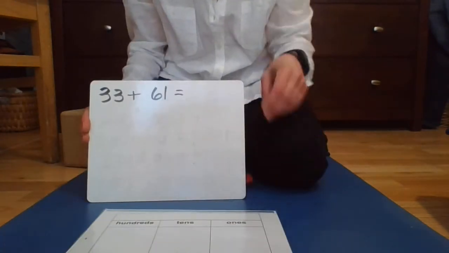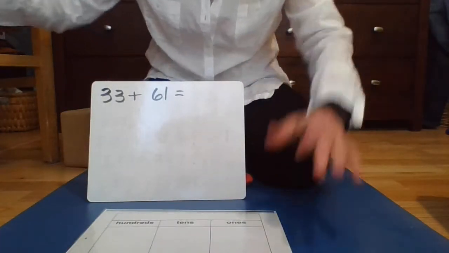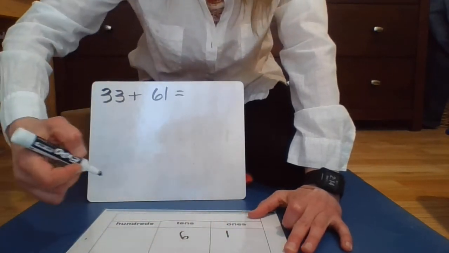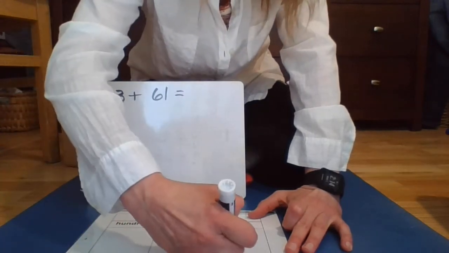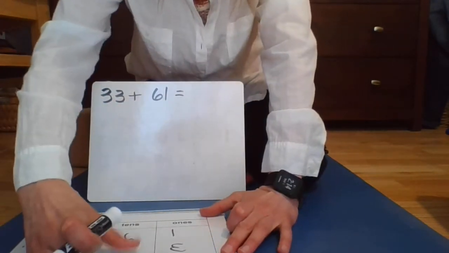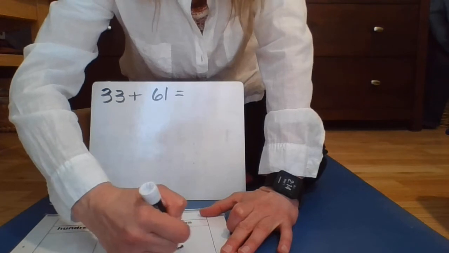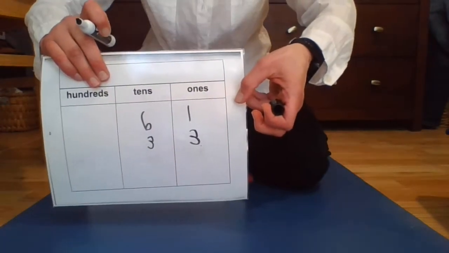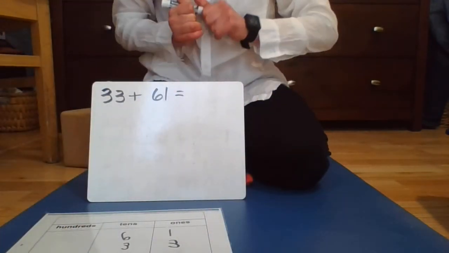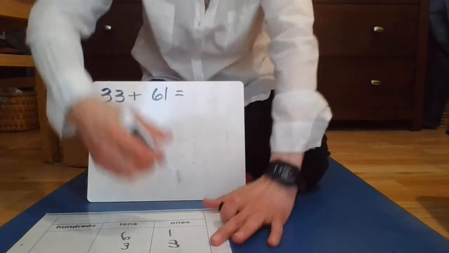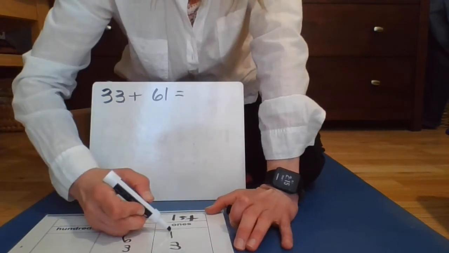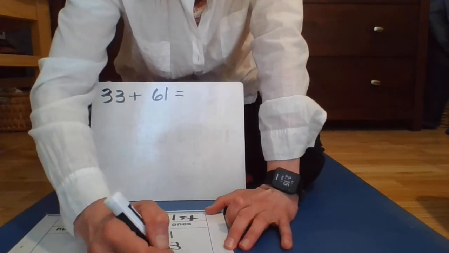My place value chart. I'm going to put 6 10s and 1 1s, 3 10s and 3 ones. Oops, I have a feeling that's backwards because it was right on the camera. How does that look? Is that right? Then I'm going to go ahead and add them. I always do the ones first. So 1 and 3 is 4.